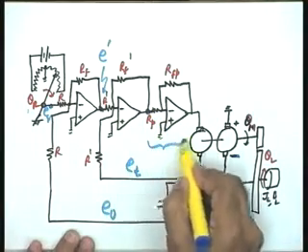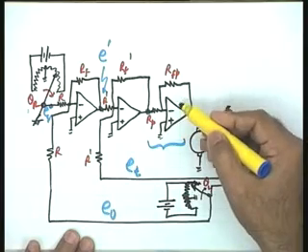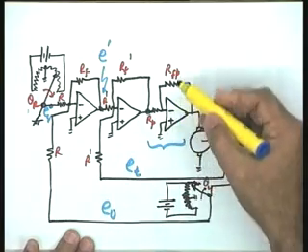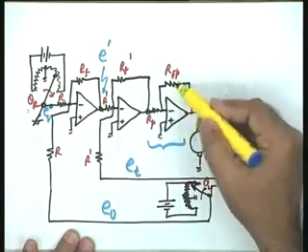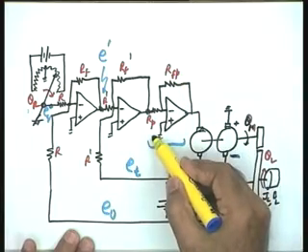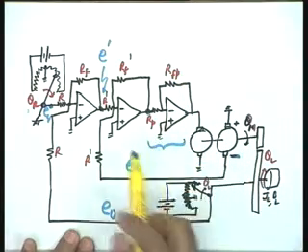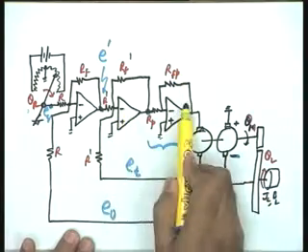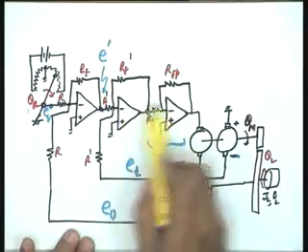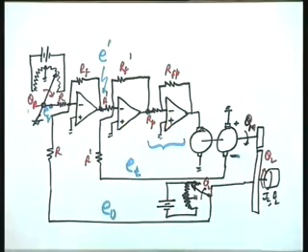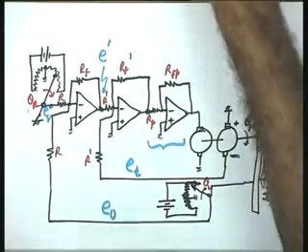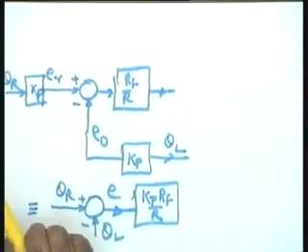This is my power amplifier. What is the gain of the power amplifier? The gain of the power amplifier is again, with the minus sign, RFP divided by RP. So, what I can do is take the total gain as the two gains multiplied, and the negative sign is automatically taken care of, and hence I take you to the block diagram.